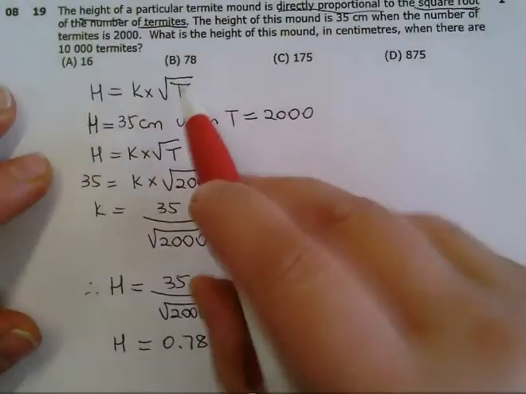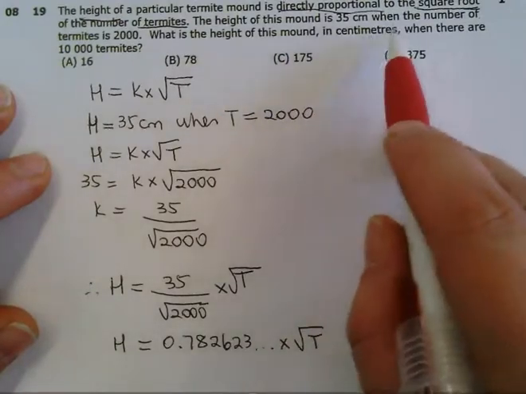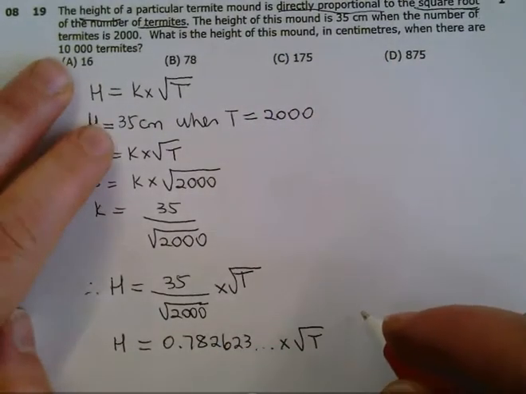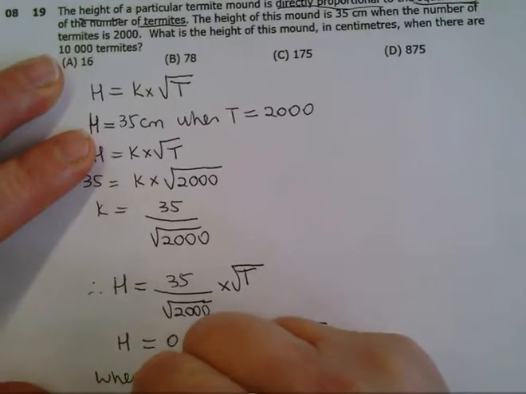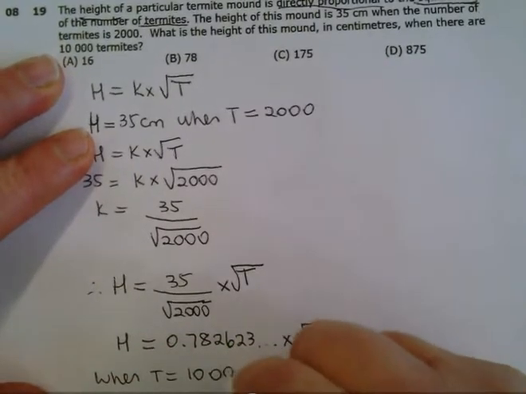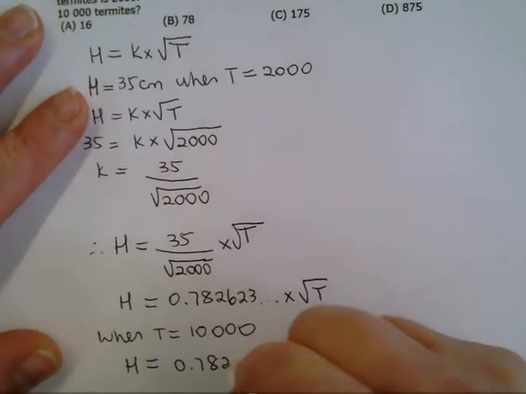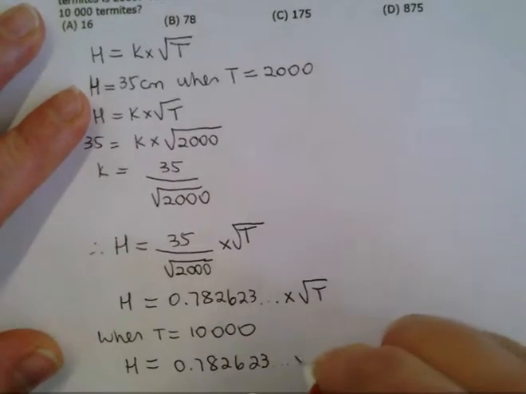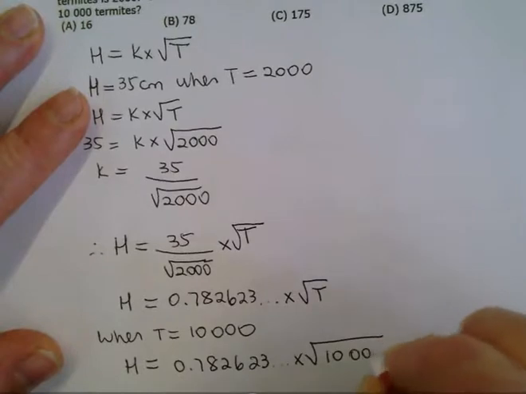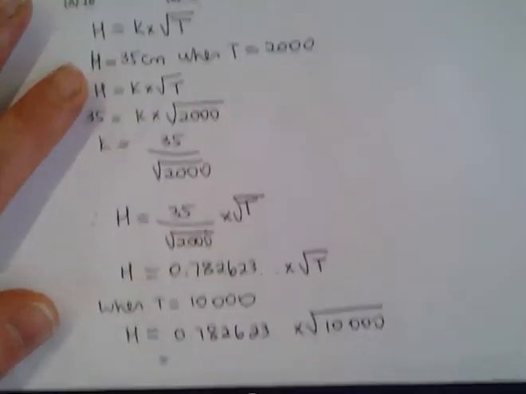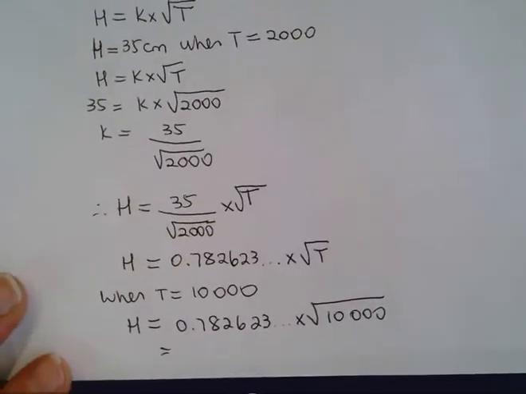Now let's answer the question. What is the height of this mound in centimeters when there are 10,000 termites? So when T is 10,000, H is that answer there, just don't cancel it off your calculator, times the square root of 10,000. So all you've got to do now is go times square root of 10,000.